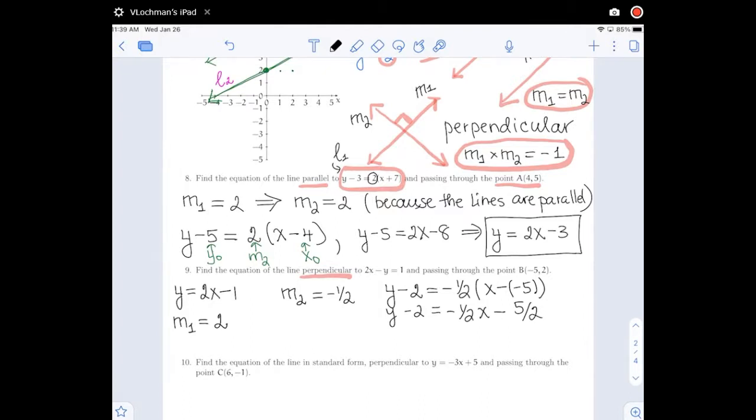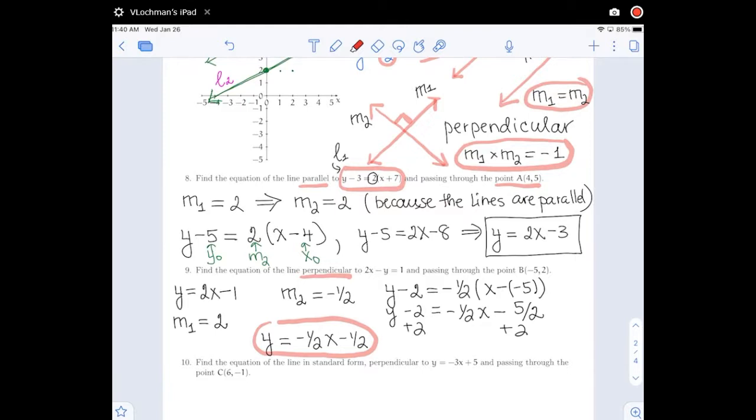Let's see. What now? We need to just add 2 to each side. And we will get our slope intercept form. So this is negative 1/2 x, negative 5 over 2 plus 2. So we get negative 1/2 here. And that is your answer. If it doesn't specify which form they would like the equation in, just pick whatever you want. So in this case, I picked slope intercept.